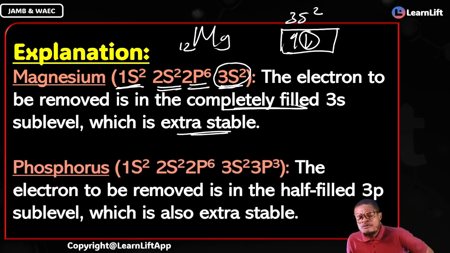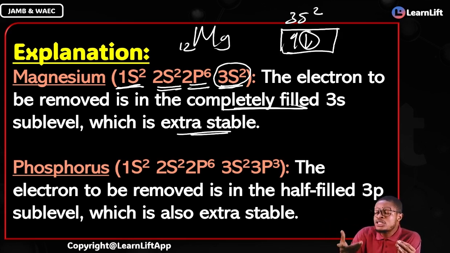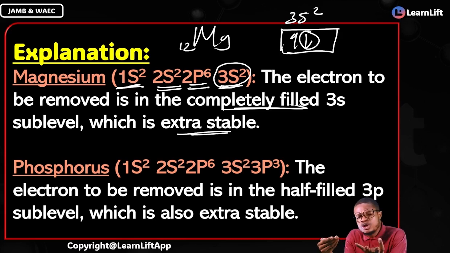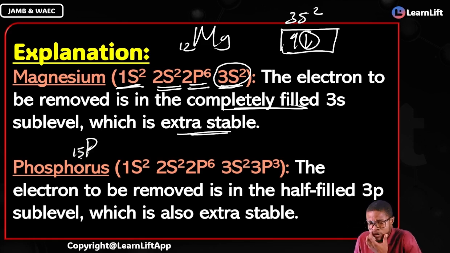The same thing occurs for phosphorus. When you come to phosphorus, which number is it in the periodic table? Hydrogen, helium, lithium, beryllium, boron, carbon, nitrogen, oxygen, fluorine, neon, sodium, magnesium, aluminium, silicon, phosphorus. So phosphorus is number 15 in the periodic table.